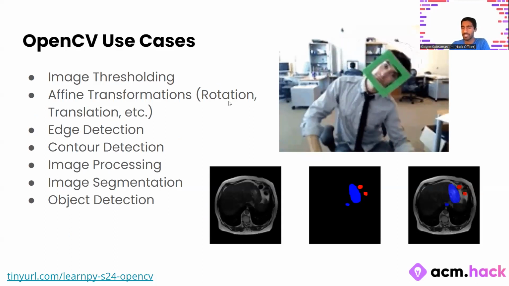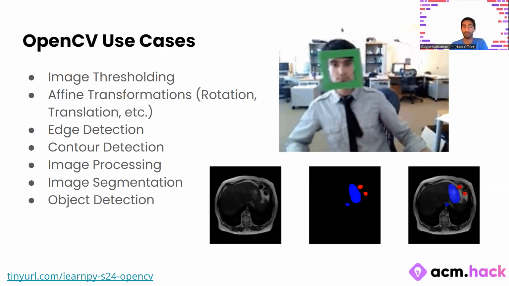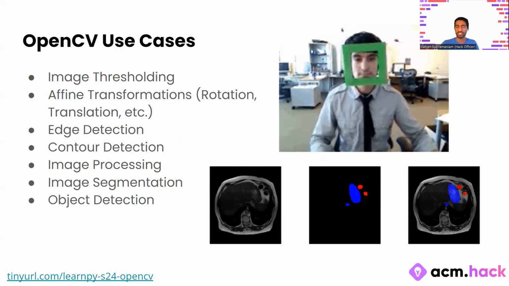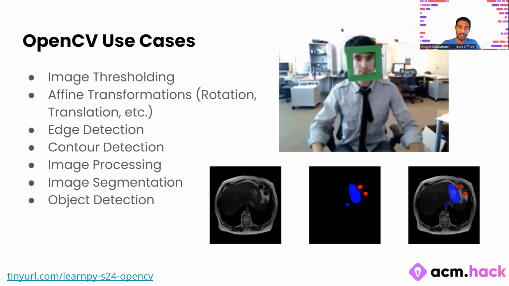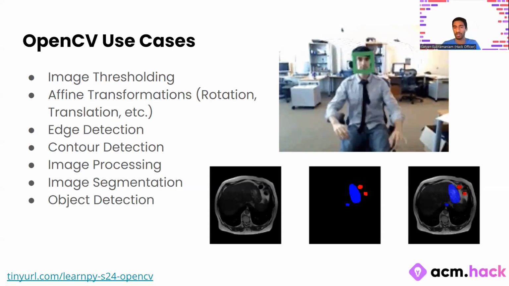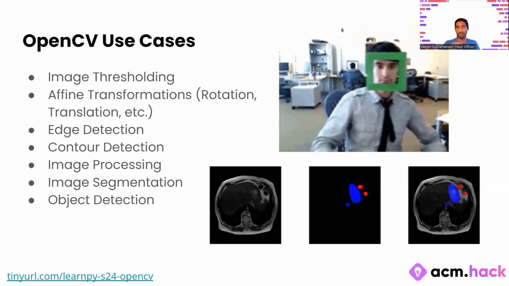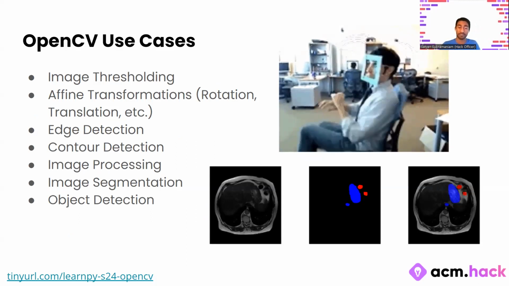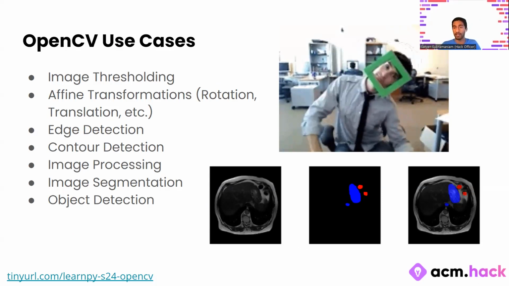Okay, some specific use cases where you may want to use OpenCV are for image thresholding, doing any sort of traditional transformation on the image, like for example, rotating it, translating it, that kind of thing. Edge detection, like we talked about before. You can also do contour detection, and then any general image processing. So like if you want to draw something on an image or parse it to try to identify something in particular. And then you can also do image segmentation and object detection.